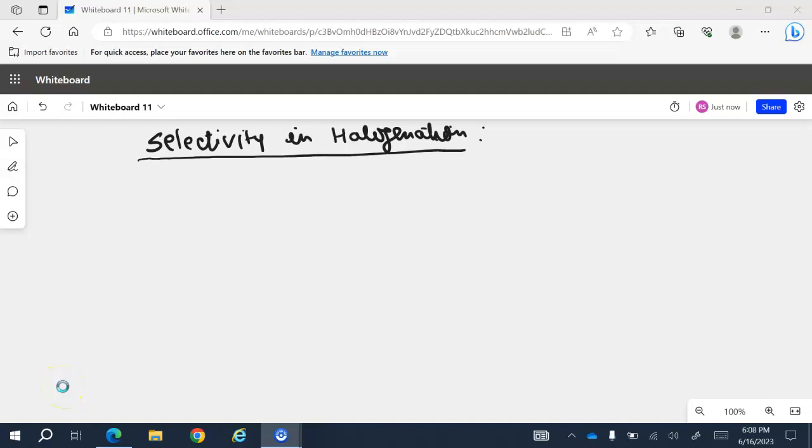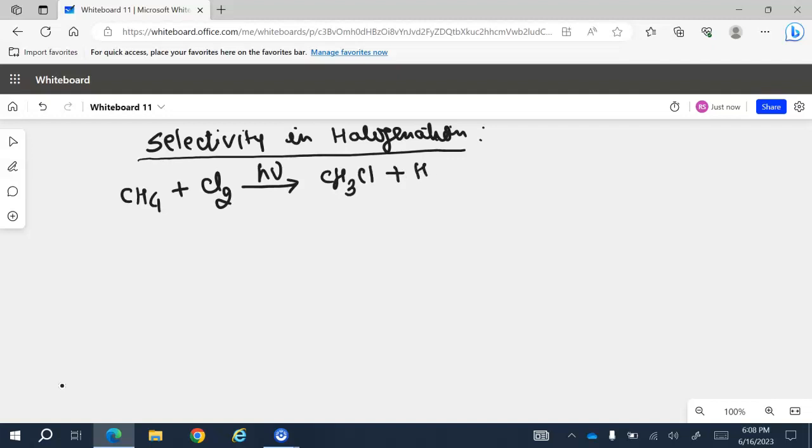Hello, in this video, we will discuss how to decide the selectivity in halogenation. Now, to understand the selectivity in halogenation, as we know, halogenation of alkane takes place by free radical mechanism, and we saw the example here. For example, methane when it is reacted with chlorine in presence of sunlight, then the result here is chloromethane and HCl.